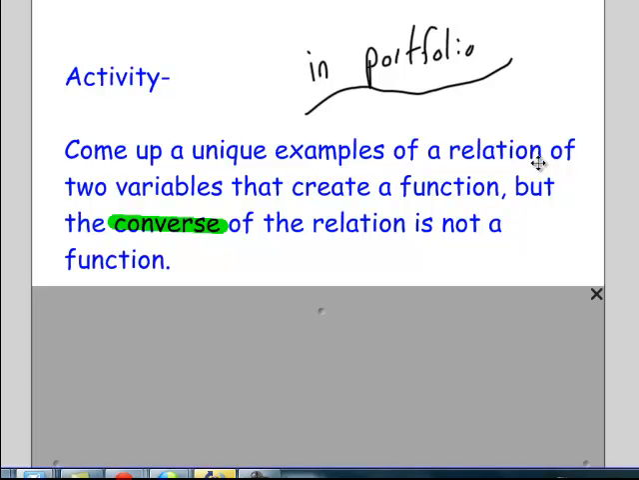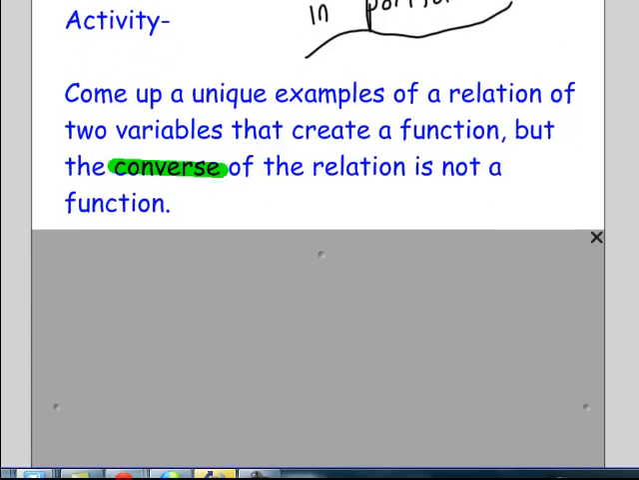friends', of a relation of two variables that create a function, but the converse of the relation is not a function. So converse, if we look at this word, that just means that you're doing the opposite, so you can switch the dependent and the independent variables. So that's the first part of the activity.